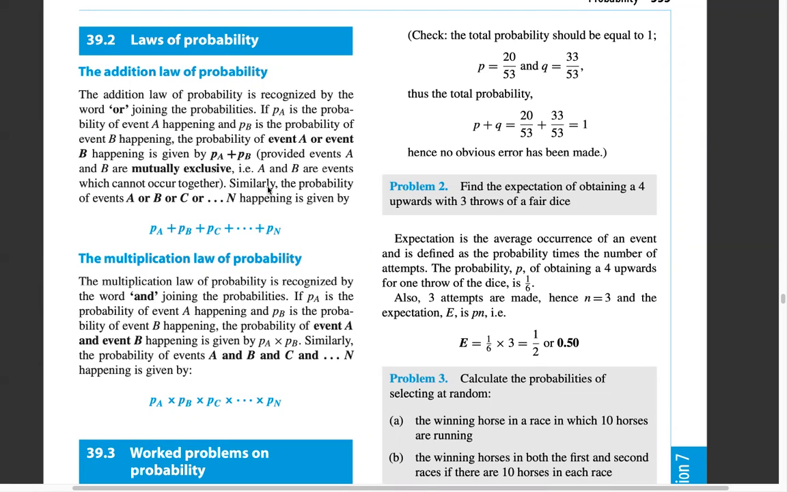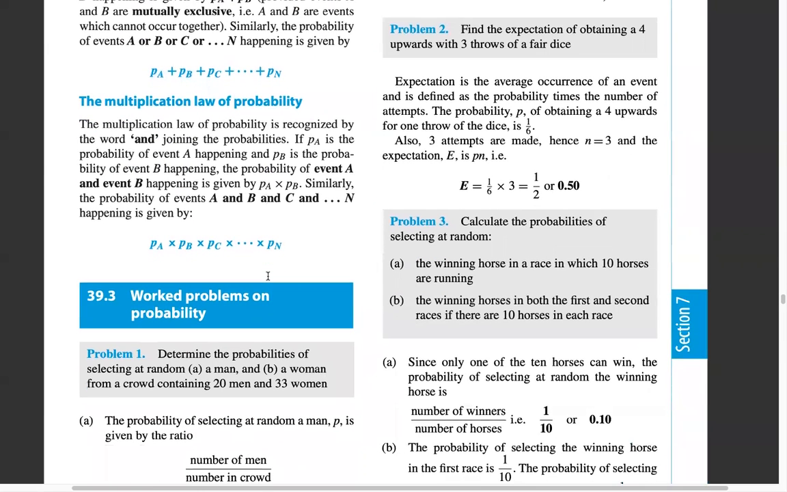So when we want to know "or", we add probabilities together. When we want to know "and", meaning the two events occur at the same time, which is not always possible, depends on the problem, the "and" for joining probabilities means that you multiply the probabilities together.